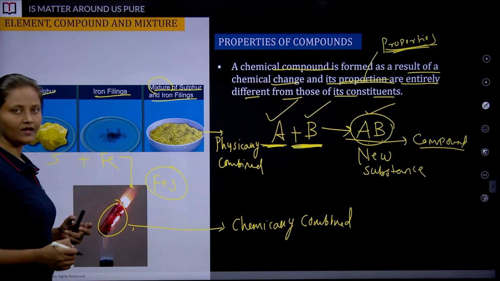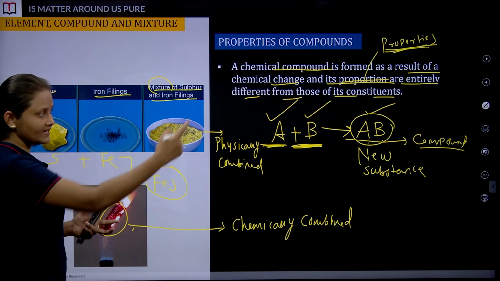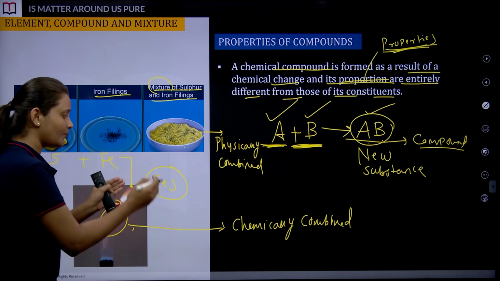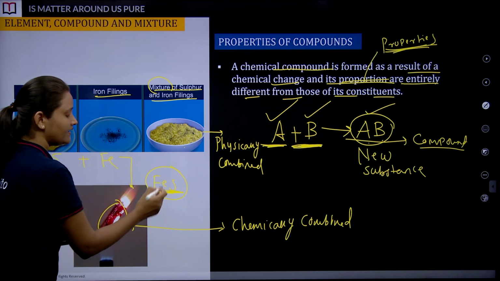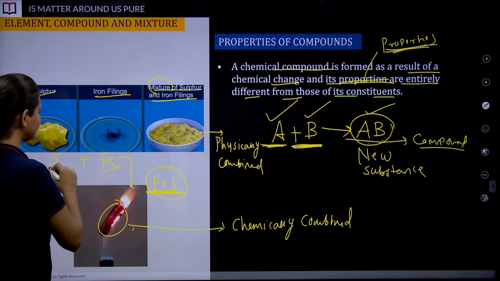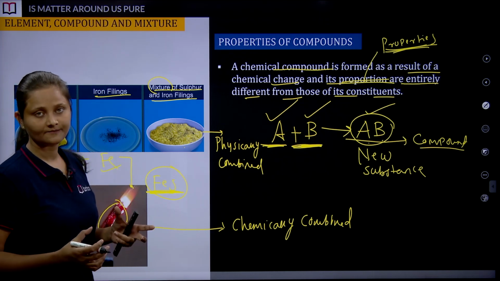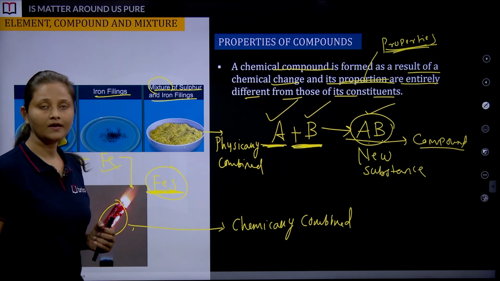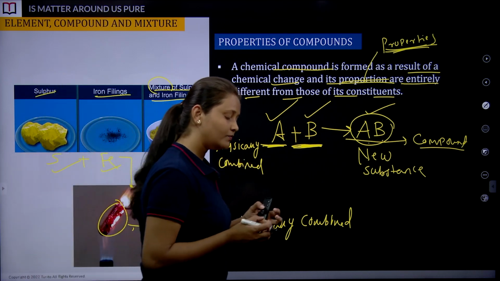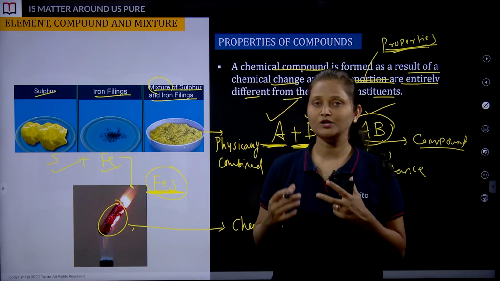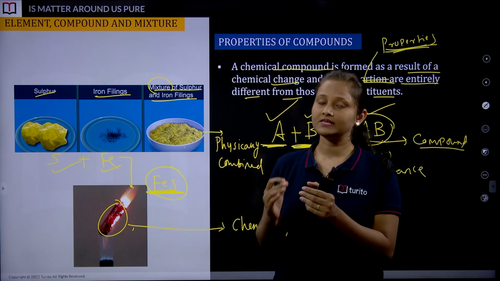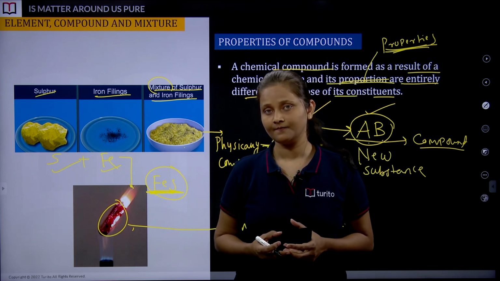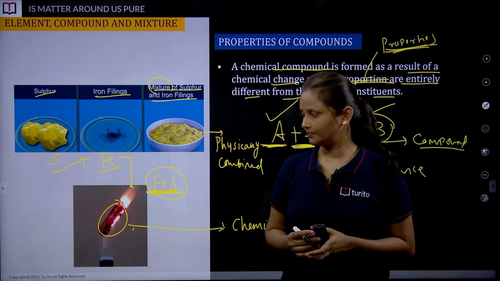FeS. So this is a new substance, that is AB, that is FeS. So whatever properties this product has are completely different from the properties which sulfur and iron have. That is the next property of our compounds. Two or more elements react with each other to give you a compound, which is a brand new substance. Now this substance has its own properties, which are unlike those of its constituents. Followed? Understood?